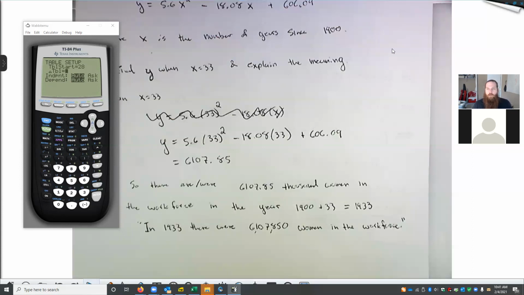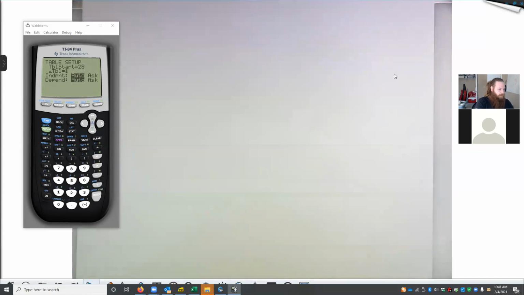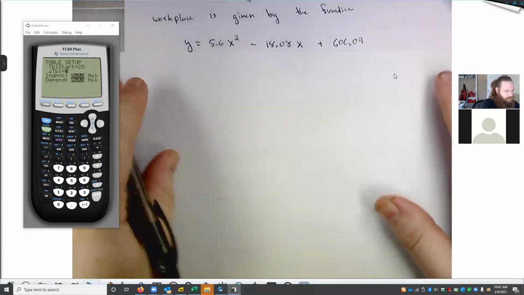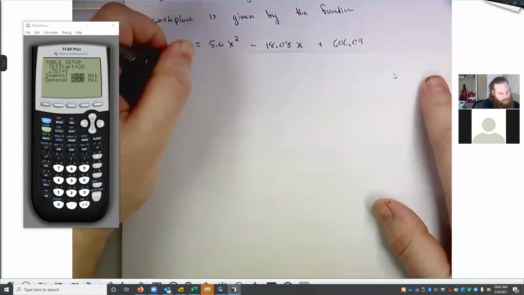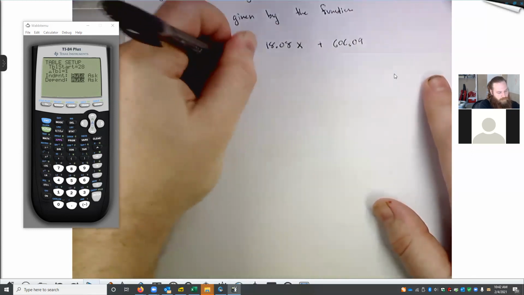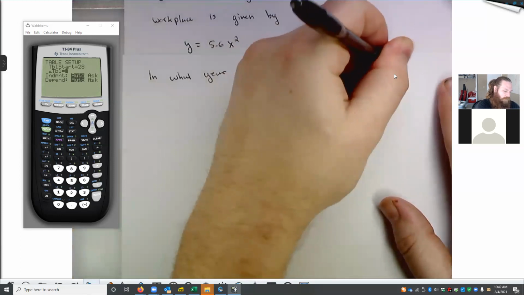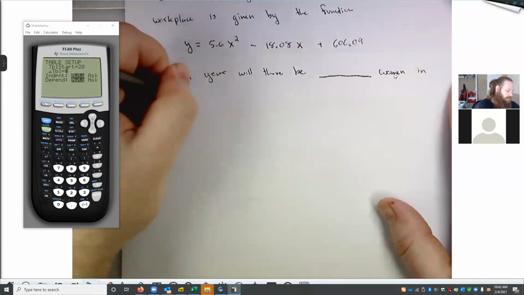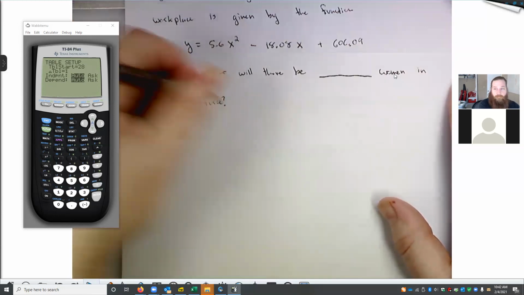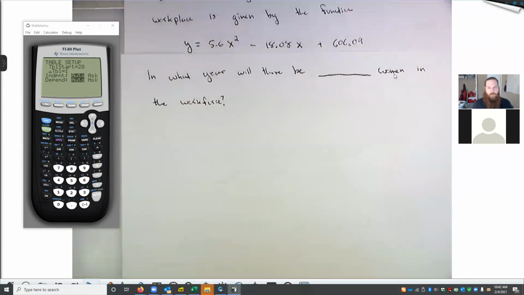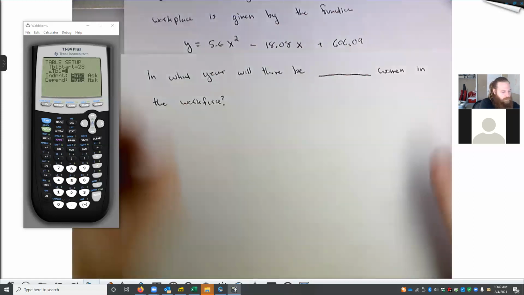How do you solve when it gives you the number of women in the workforce and asks you for a year? We would need to solve the corresponding equation. So how many women do we want to solve for? What's the number of women in the workforce we would like to sort out the year for? And say, in what year will there be blank women? You guys pick the blank. In what year will there be 2020 women? Or, so that's a different question, right? How many women will there be in 2020?